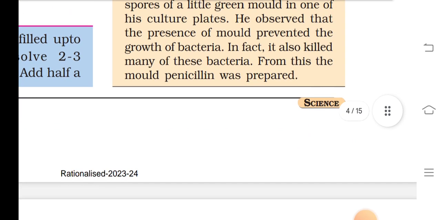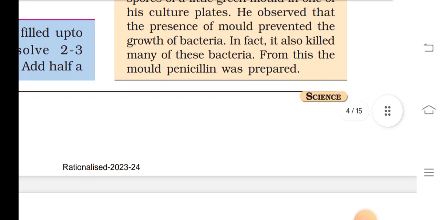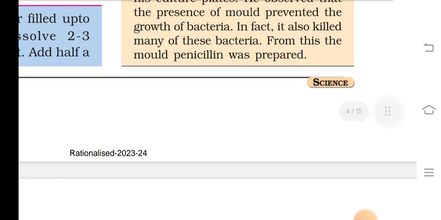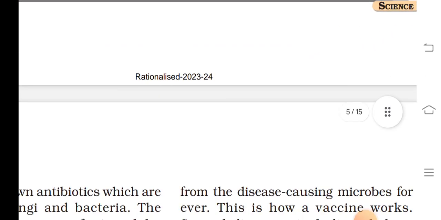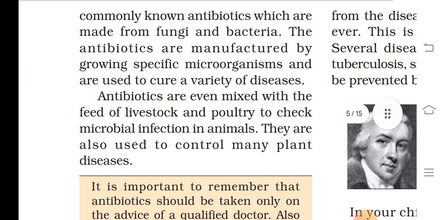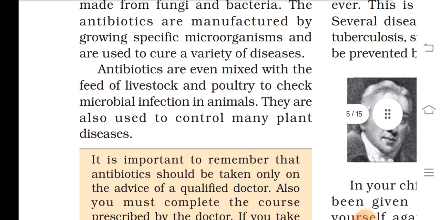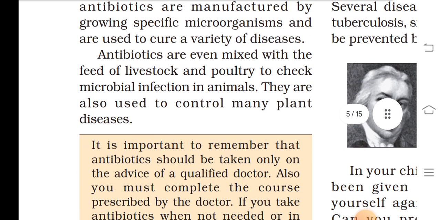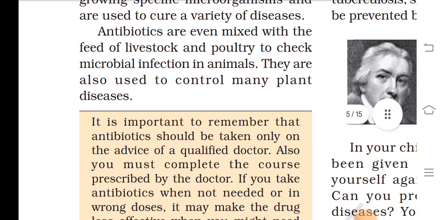He observed that the presence of mold prevented the growth of bacteria. In fact, it also killed many of these bacteria. From this mold, penicillin was prepared. Commonly known antibiotics are made from fungi and bacteria. The antibiotics are manufactured by growing specific microorganisms and are used to cure a variety of diseases.